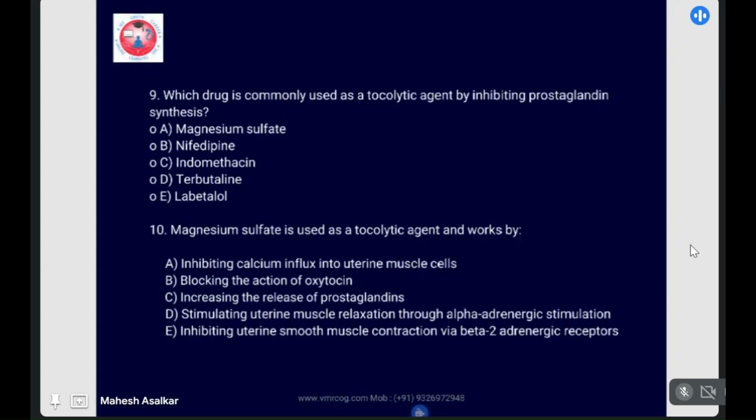Magnesium sulfate is used as a tocolytic agent and works by: A. Inhibiting calcium influx into the uterine muscle cells. B. Blocking the action of oxytocin. C. Increasing the release of prostaglandins. D. Stimulating uterine muscle relaxation through alpha adrenergic stimulation. E. Inhibiting uterine smooth muscle contraction via beta 2 adrenergic receptor. Answer: A, inhibiting calcium influx into the muscle cells.